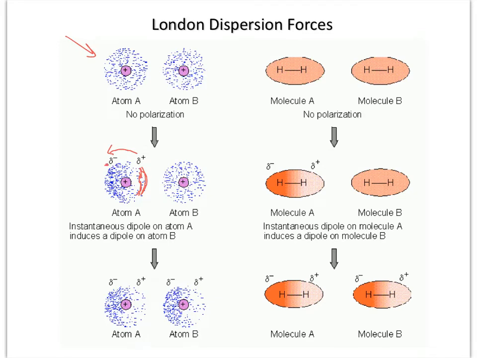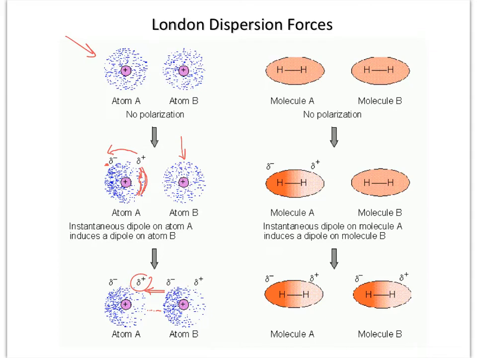So if it's near another atom of the same type, it will induce polarity on its neighbor, because this positive side of this atom will attract electrons from its neighboring one as well. So they could create a temporary dispersion force. Now it's weak because it will shift. When the electrons shift, it falls apart.